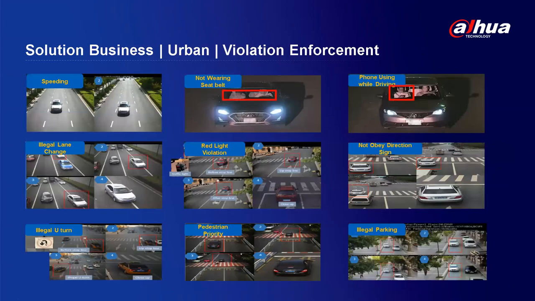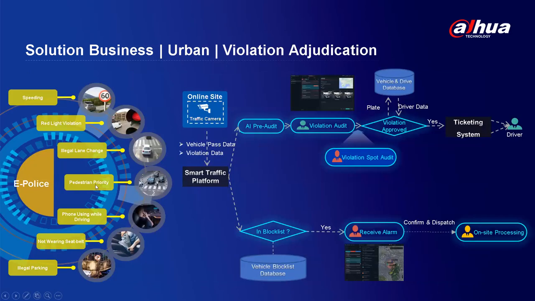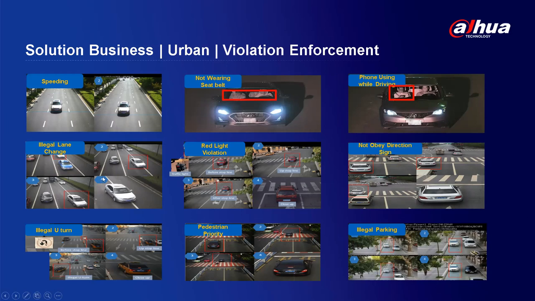Then we have violation enforcement. So if a vehicle is speeding, we trigger an alarm. If the driver is not wearing a safety belt, and also passengers, of course, we trigger alarms. Or we can also log this. We can check if you're using the phone while driving. If you're changing lanes illegally, then we can track that vehicle that has changed the lane and will definitely have a video of the same.